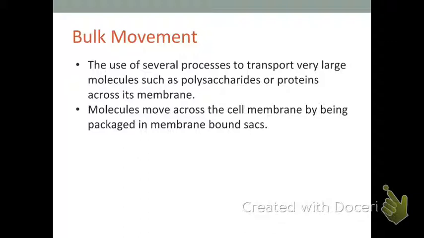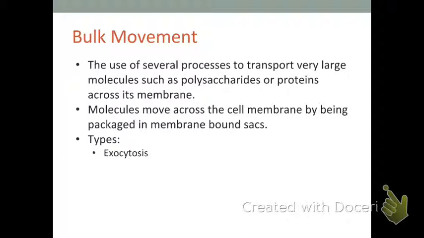This can move with or against concentration gradients. It doesn't really matter about the concentration gradient because the molecule is so big. It has to be moved out in a different manner. It can't use a transport protein for this. But they're moved by membrane-bound sacs or pouches. They're packaged up and then sent in or out of the cell.